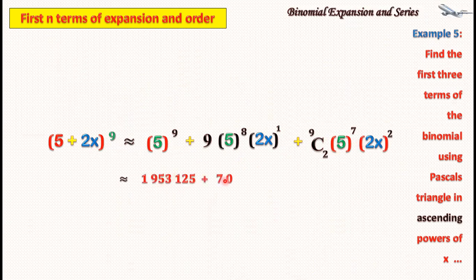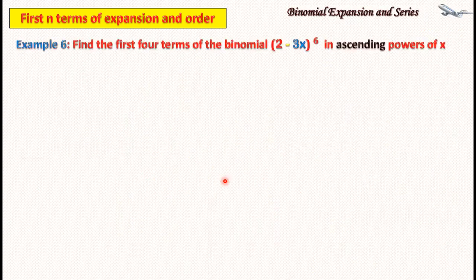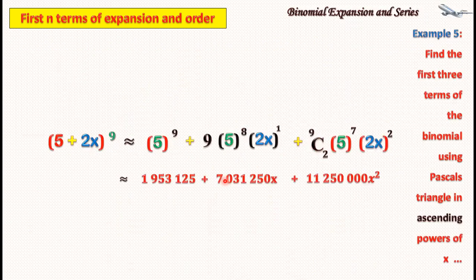1,953,125 plus 7,031,250x plus 11,250,000x squared. And that's it for that question.